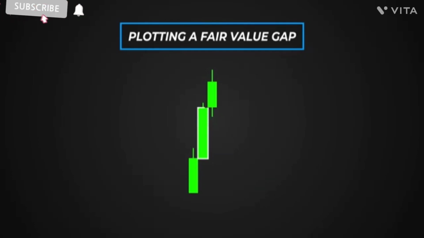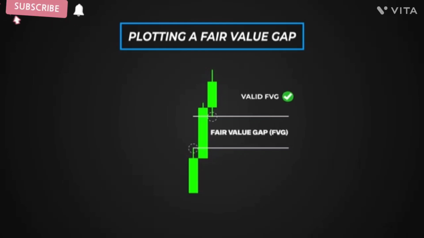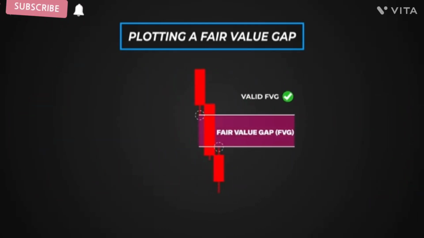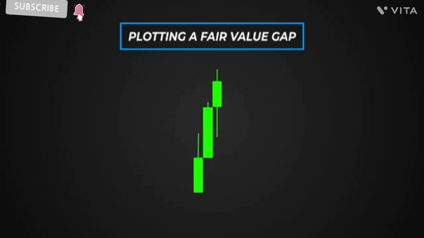Then, look for a large candle between 2 smaller candles, where the high of the first candle and the low of the third candle do not overlap with the middle candle. The gap between the high of the first candle and the low of the third candle is called the fair value gap. Next, you can draw a rectangle on the chart to mark the gap. This concept also applies to the bearish setups. Remember, if there's no gap between the high of the first candle and the low of the third candle, then there is no fair value gap, regardless of how large the second candle is.